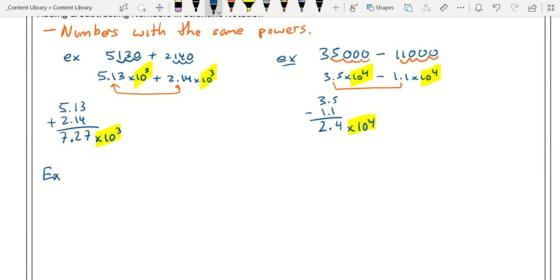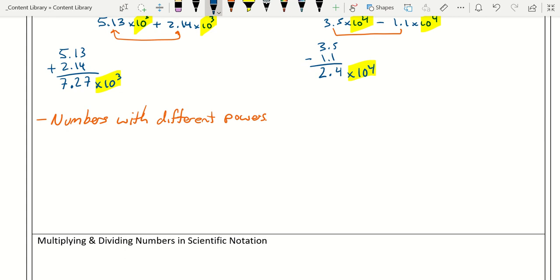Last example here. Let's do one with numbers with different powers. So say I gave you this one to do: 2.1 times 10 to the 2 plus 3.5 times 10 to the 3.